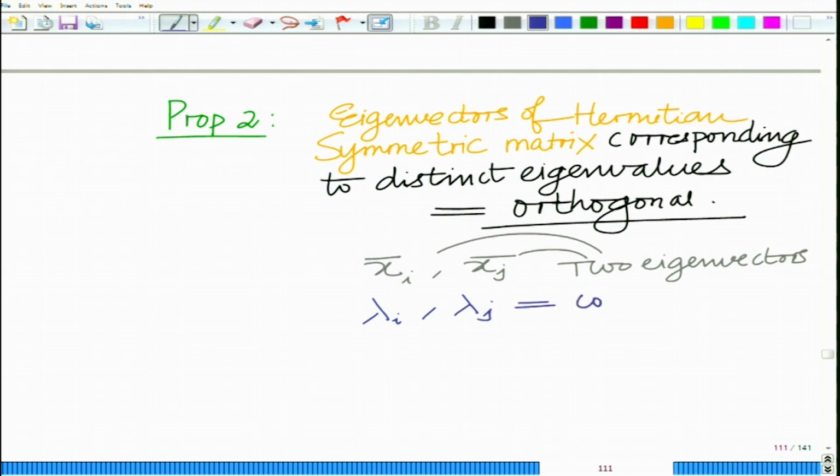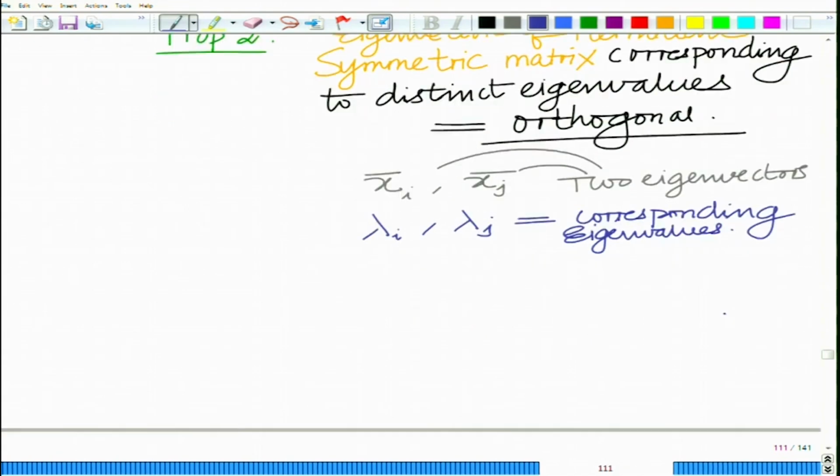These are the corresponding eigenvalues, and remember these are distinct, lambda i not equal to lambda j, that is these are distinct. Okay. And now what we want to show is that the inner product xi bar Hermitian xj bar equals 0, and the proof can proceed as follows.